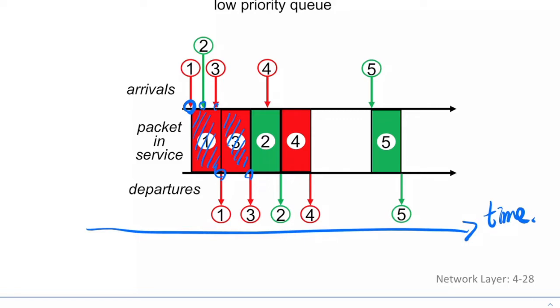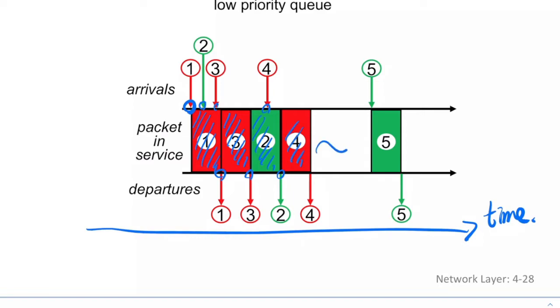After you serve red packet 3 and you take a look at the queue, you don't have any red packet in the red queue, so you serve the green packet. When you serve green packet number 2, red packet 4 arrives, but at this moment you cannot preempt the green packet. Although the red packet has higher priority, you cannot preempt the green packet because it is already being served. So after you finish green packet 2, you serve packet 4.